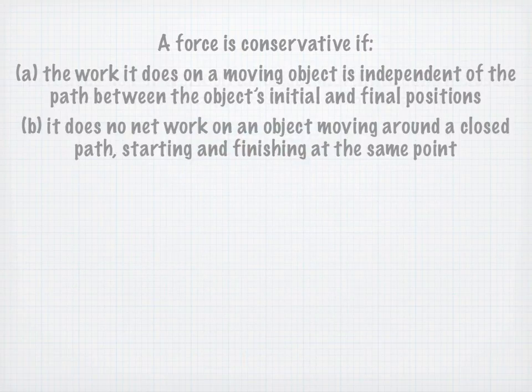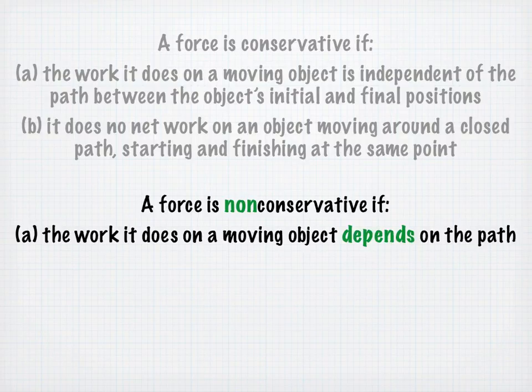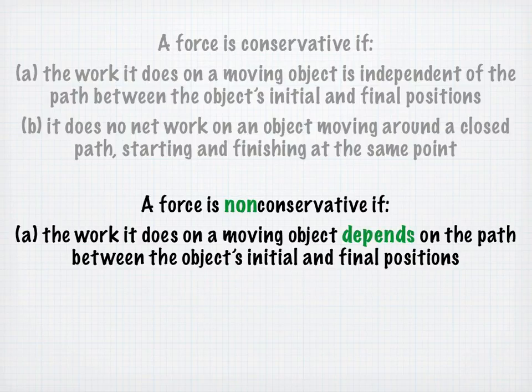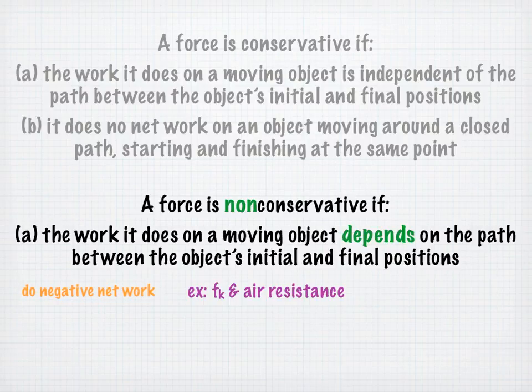If these are the requirements for a force to be considered conservative, then you can imagine that in order to be non-conservative, a force must meet the opposite requirements. A force is non-conservative if the work it does on a moving object depends on the path between the object's initial and final positions. The kinetic frictional force and air resistance are both good examples of non-conservative forces. These forces both do net work on an object in the opposite direction of the object's motion. They also do more work over longer paths.